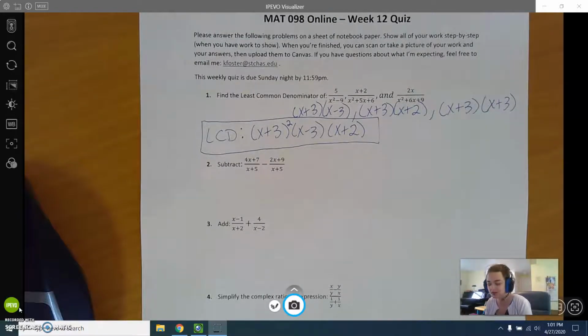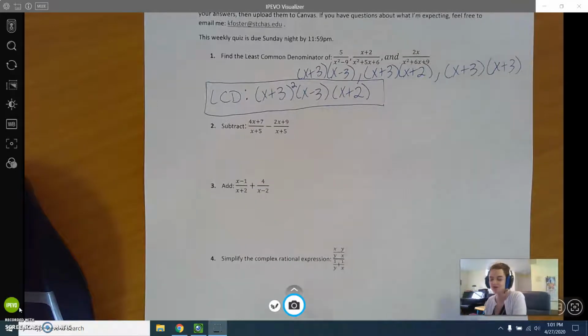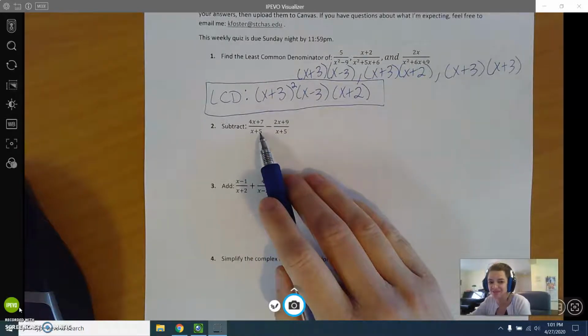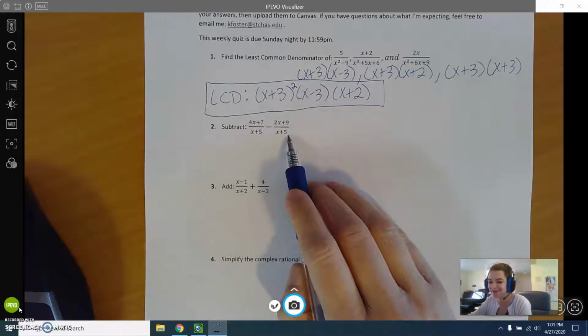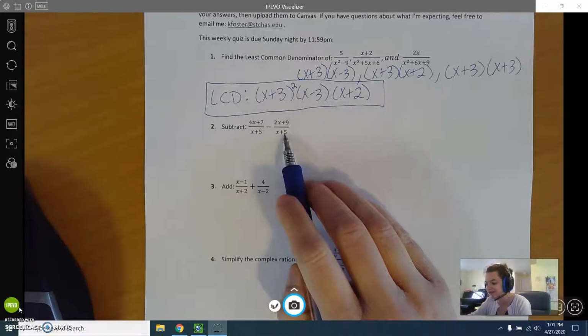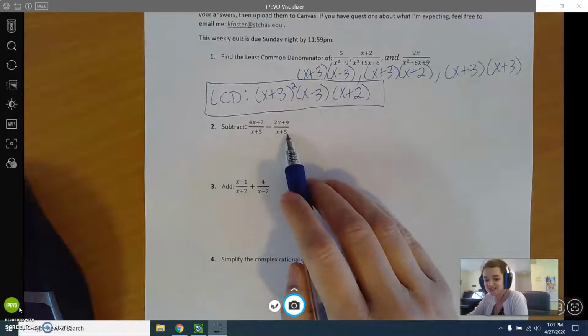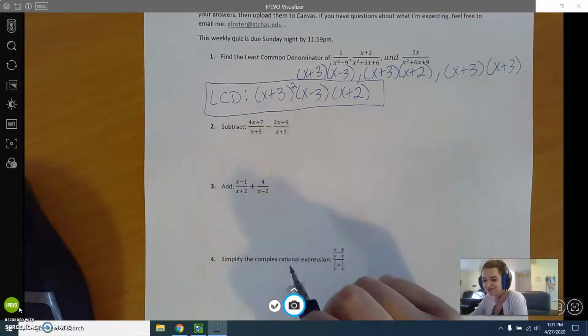Let's move into some addition and subtraction. In order to add or subtract, they have to have the same denominator. That's one thing you're going to have to check first. For number 2, I was nice and gave you one where they already had the same denominator, so you didn't have to worry about it. It's x plus 5. We're ready to go. To add or subtract, the denominators stay the same, and then you just add or subtract the numerators. Are you ready? Let's do it.